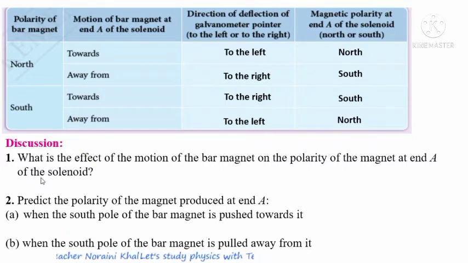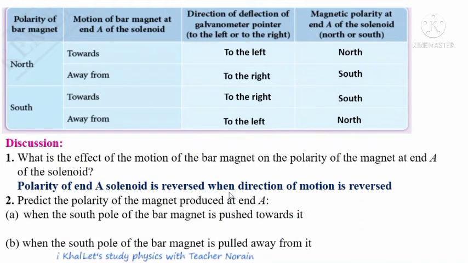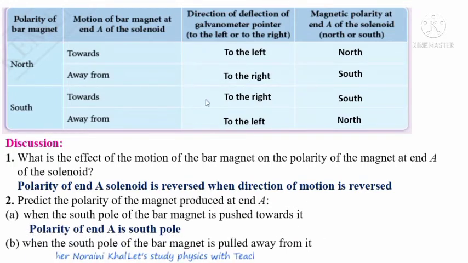Let's discuss some questions. What is the effect of motion of bar magnet on polarity of magnet at NA of the solenoid? Polarity of NA of solenoid is reversed when direction of motion is reversed. Predict the polarity of magnet produced at NA when south pole of bar magnet is pushed towards it. This is what we already discussed. Polarity of NA is south pole. When south pole is pulled away, polarity of NA is north pole.